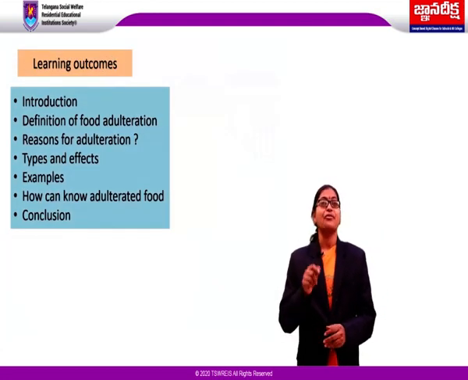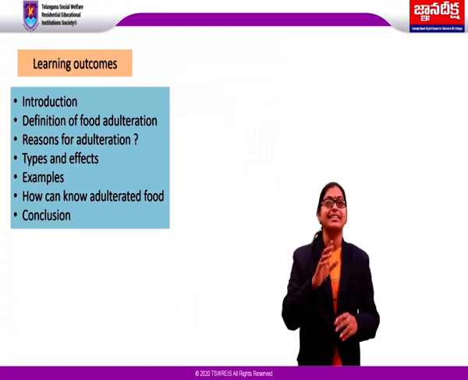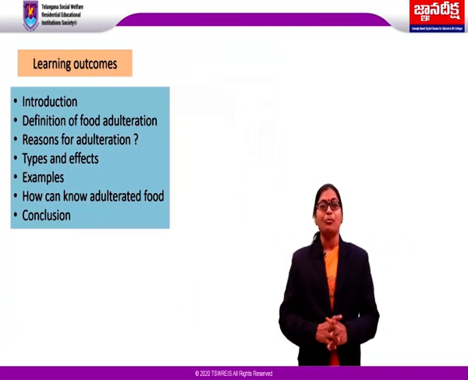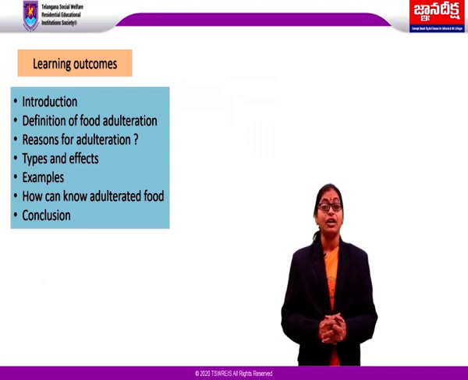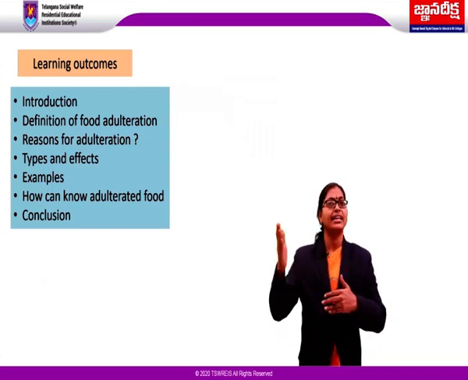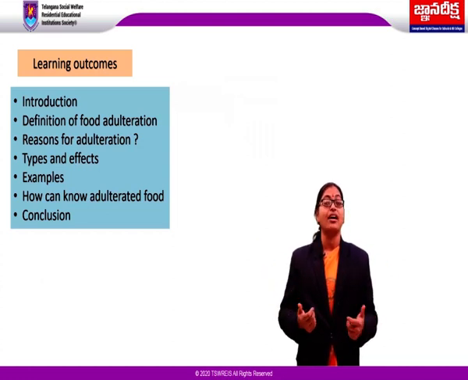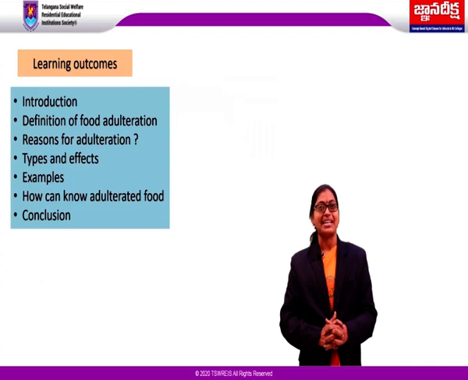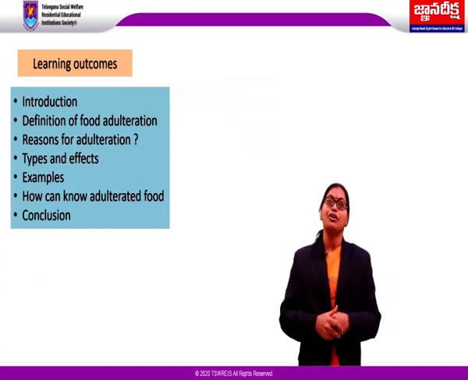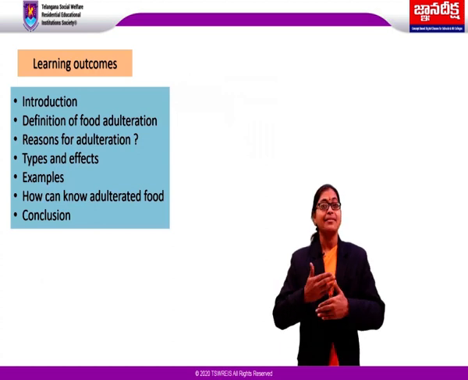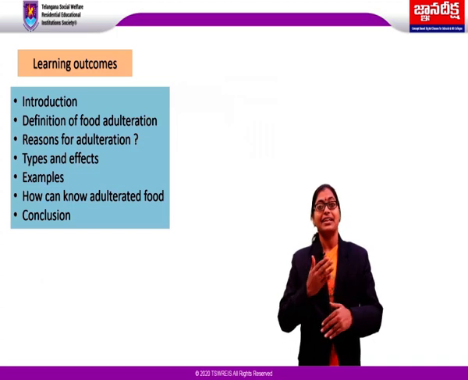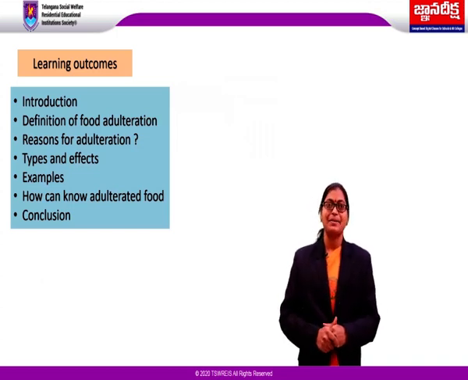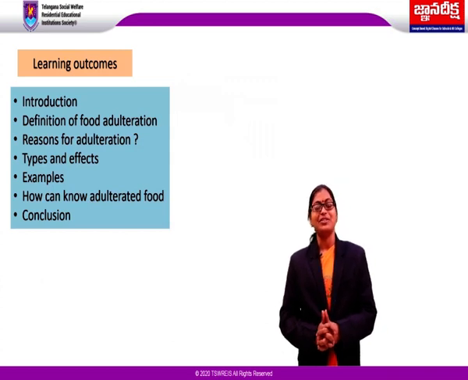Now, dear students, after completion of this session, you are going to learn different learning outcomes. They are: what is the introduction of food adulteration? Not only that, you should be able to tell the definition of food adulteration. At the same time, you should be able to explain why food adulteration is happening in our society. Not only that, you should be able to explain the types and effects of food adulteration, and also try to give some examples. Not only that, how to detect the different types of food adulterations by experiment. Okay, now we are going to the content.